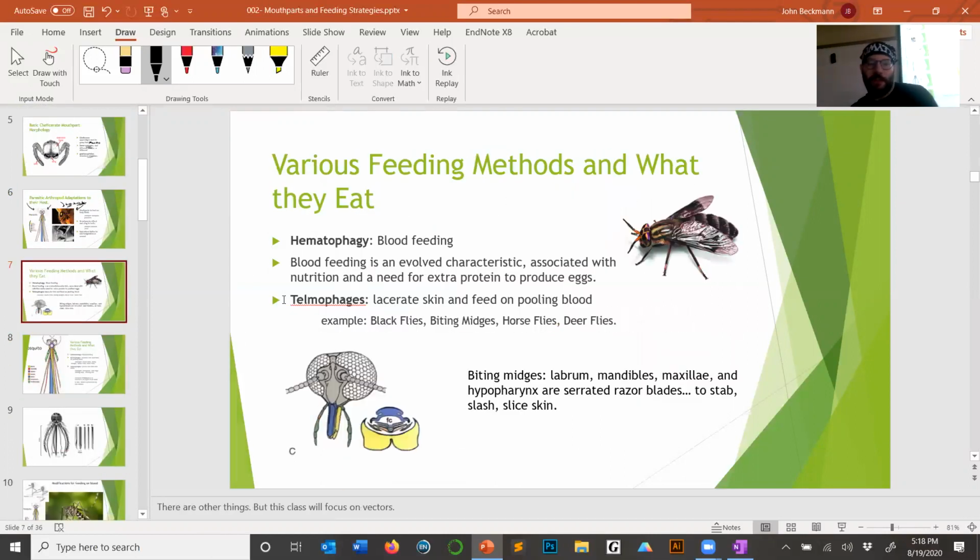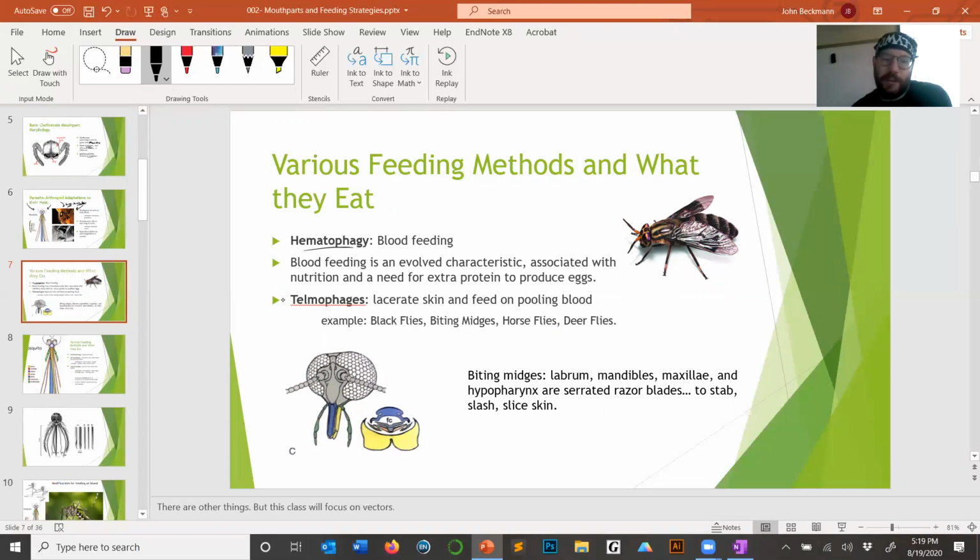Now, there are different names by which entomologists classify different feeding strategies. In general, all of these are hematophagy, which we've already defined, meaning blood feeding, but there are different ways to acquire blood. And the mouthparts look different depending on these strategies.